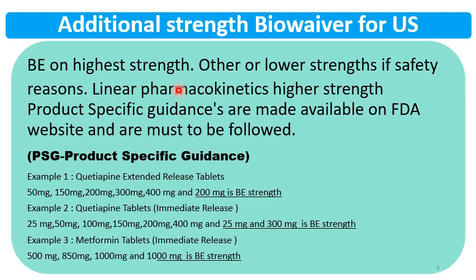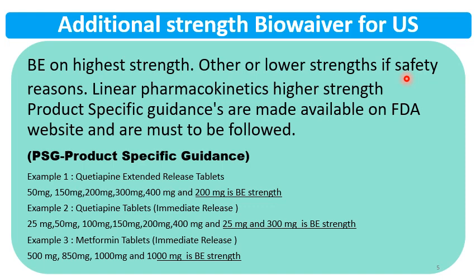Then BE is generally done on the higher strengths. Other or lower strength can be used if there is a safety concern, and if the bio study is required to be done on lower strength, and if there is a concern of bio method sensitivity, that is bioanalytical method sensitivity, then you can go to the higher strength, but not directly the highest strength. You can go one step ahead.